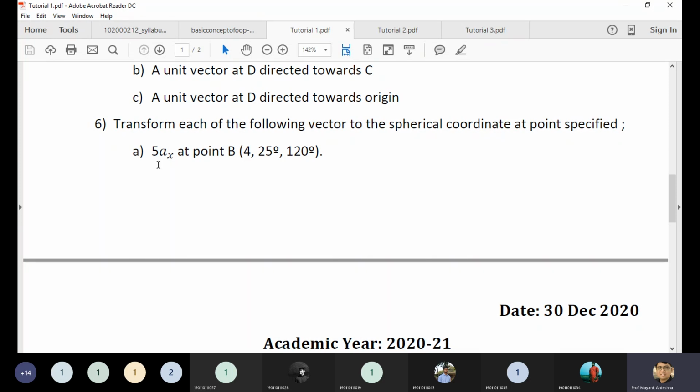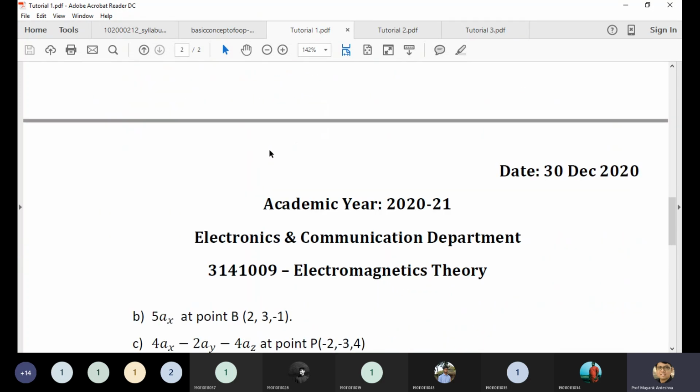So multiply it in terms of the spherical coordinate system, which means it is a function of r, theta and phi. After that, you have to put in this point. Now see, the point B is already given in r, theta and phi. You can see both are angles and this is our magnitude, r. So you directly put this value in terms of r, theta and phi. This is the solution of A.